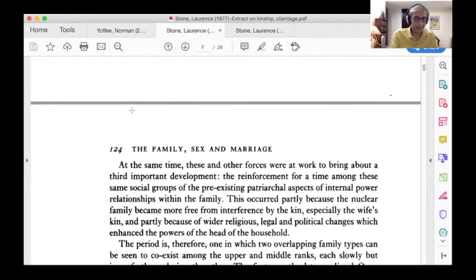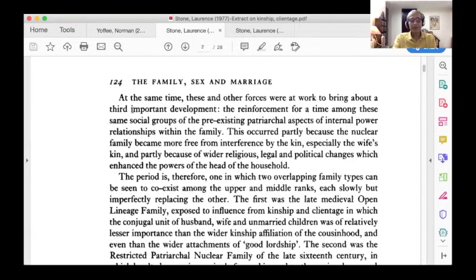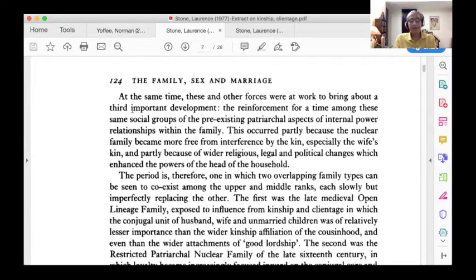And this book by Stone is one of the very interesting ways in which we can discover empirically how these distinctions between the state and society are not so large after all, right? So he says, at the same time, these and other forces were at work to bring about a third important development, the reinforcement for a time among these social groups of the pre-existing patriarchal aspects of internal power relationships within the family.